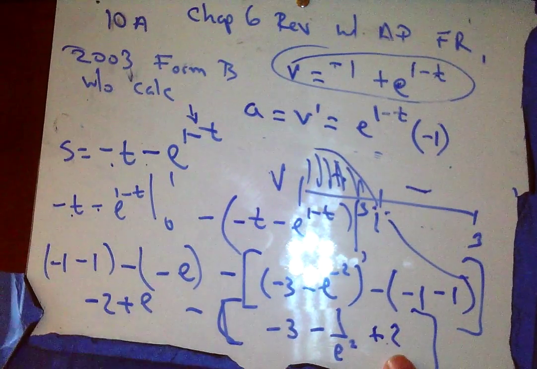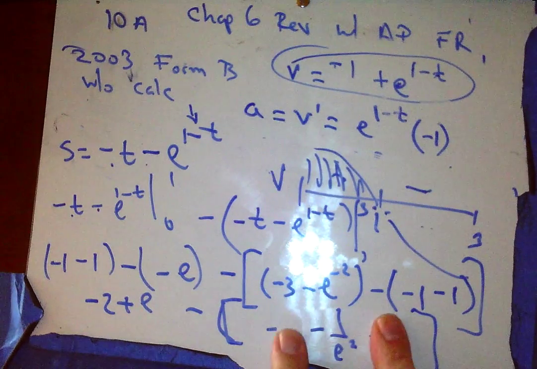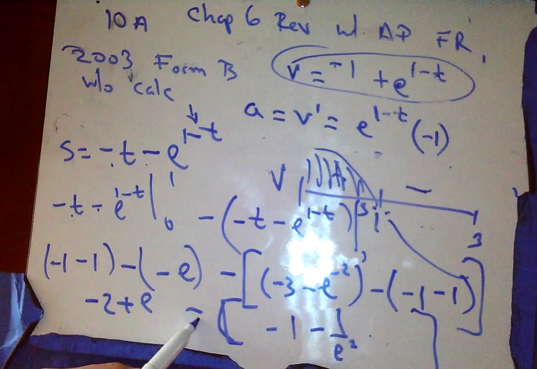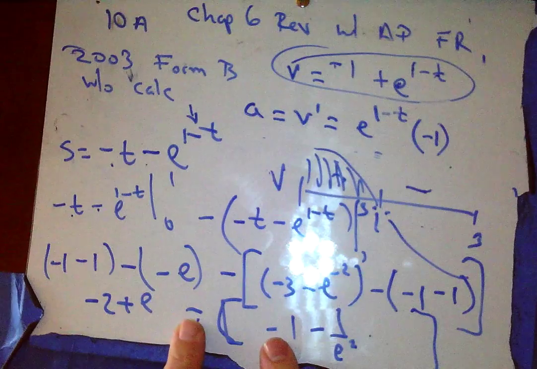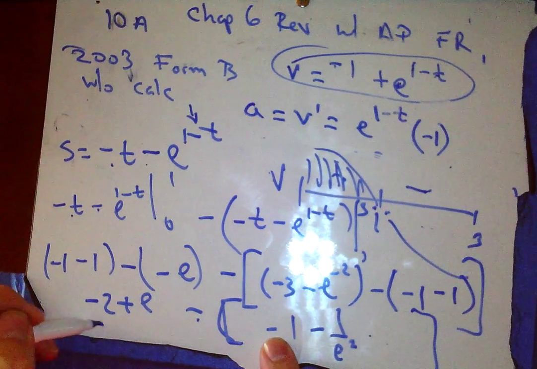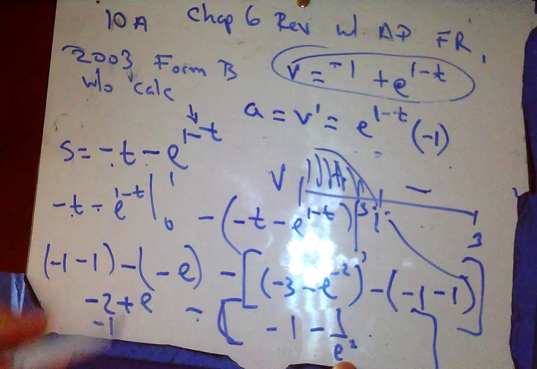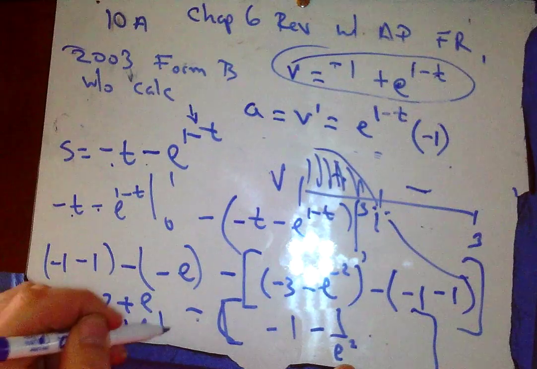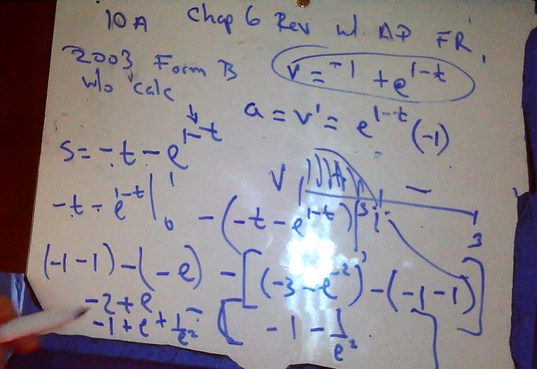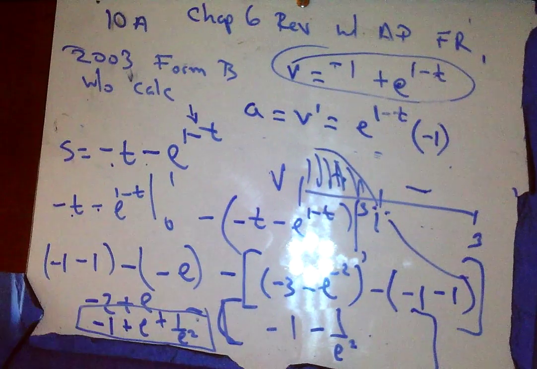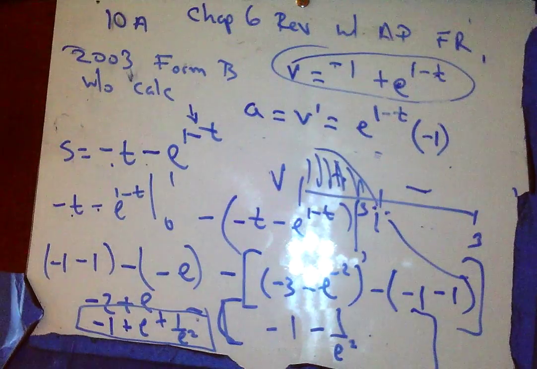Okay, so this plus 2 takes care of one of those. And now I want to subtract these, so I'm going to add 1, negative 1, and I'm going to add 1 over e squared. There you go. That's the total distance traveled.